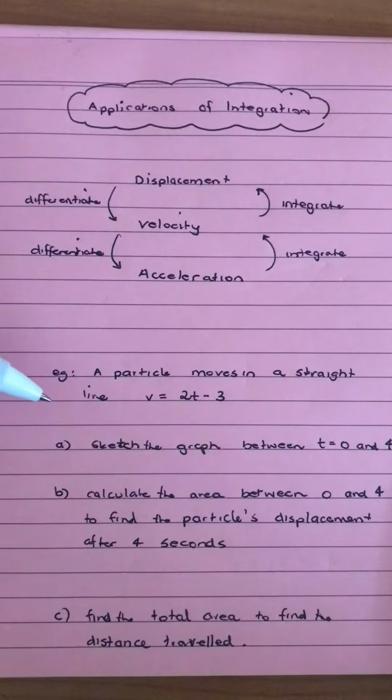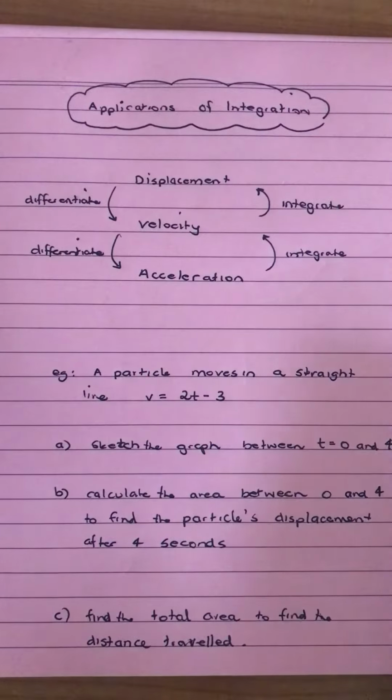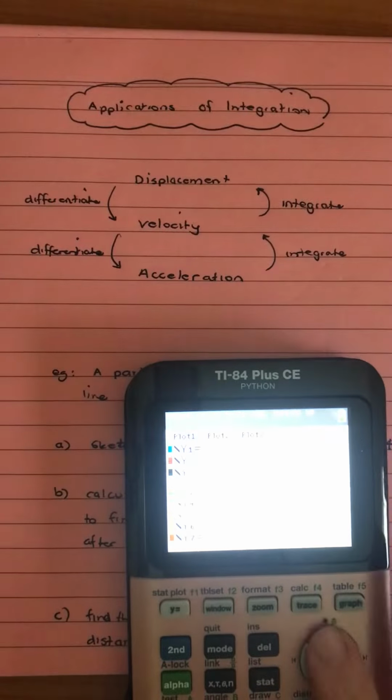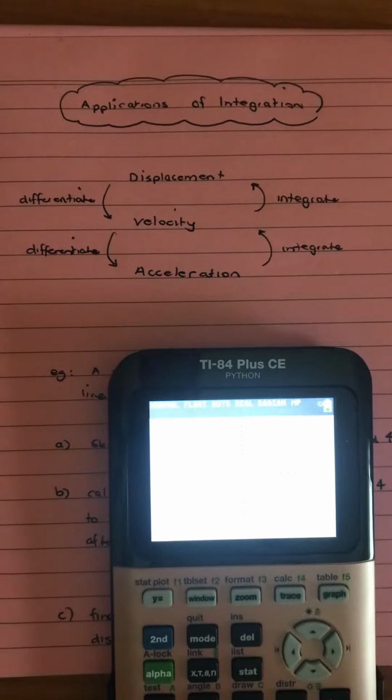This quick example here is a fairly straightforward one. We've got a particle moves in a straight line, v equals 2t minus 3, so its velocity is that. Sketch the graph between t equals 0 and 4. So we'll pop that in. We had 2t minus 3, so we'll just write 2x minus 3.